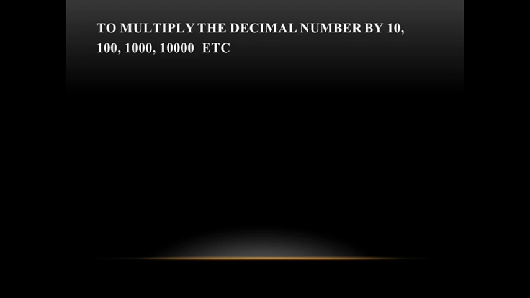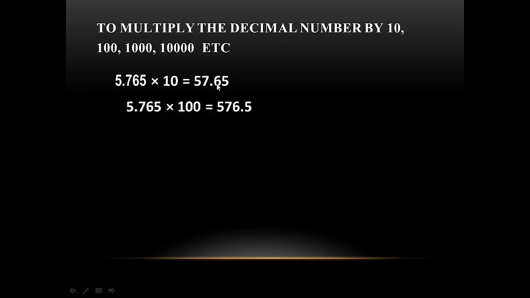So the first example is 5.765 into 10. Here I told you that when we have to multiply a decimal number by 10, 100, 1000, 10,000, we shift the point to the right by as many places as the number of zeros over 1. Here the number of zeros over one is 1. So if the number of zeros is 1, we will shift this decimal one digit to the right side. So it will become 57.65.